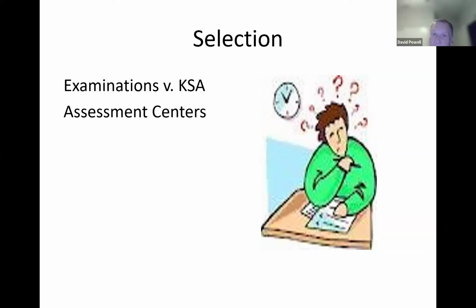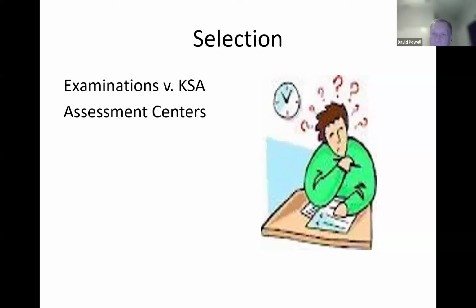The second problem is the Hawthorne effect. We know from Elton Mayo and his Hawthorne studies that when you watch people, they tend to perform differently than when they are not being watched. So when you put people into these assessment centers, ostensibly they know that they're being watched and that their performance in these assessment centers will dictate whether or not they get this job offer.